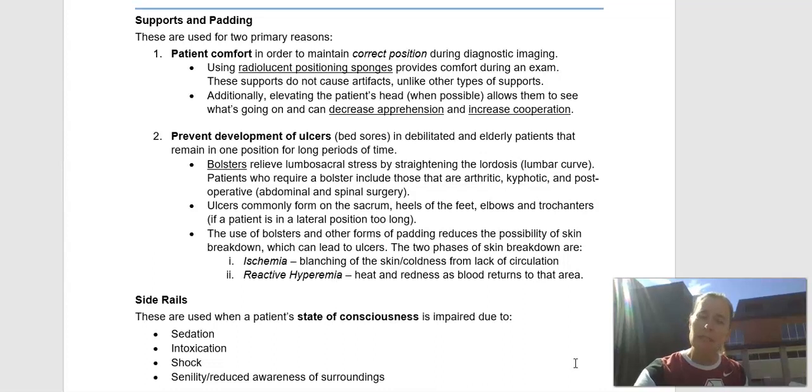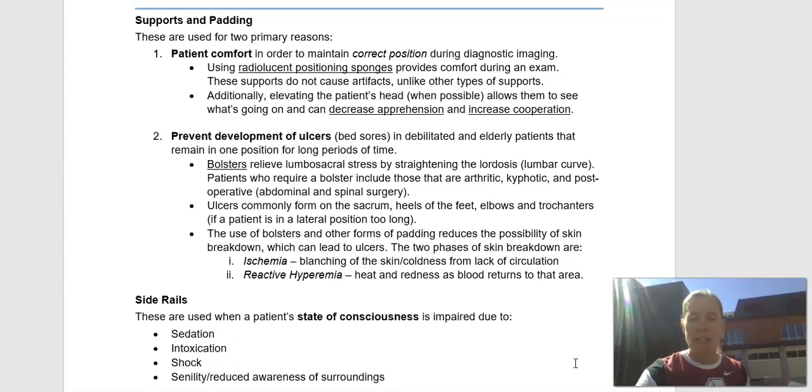Bolsters are a little different than sponges. They're larger, they're padded, their firmness is quite a bit more, and their main and primary purpose is to help relieve the lumbosacral stress by having the knees bent up. Okay, so when patients are lying flat on their back, it tends to put a lot of strain on the lower back, so we put these bolsters underneath them with their knees bent up, and that helps to really alleviate some of that strain or stress. And again, comfort equals cooperation, which equals good x-rays.